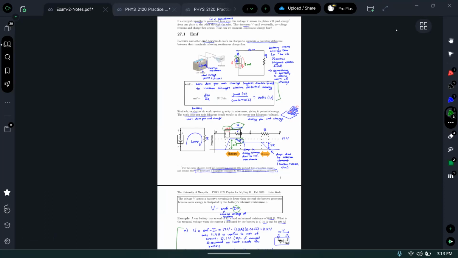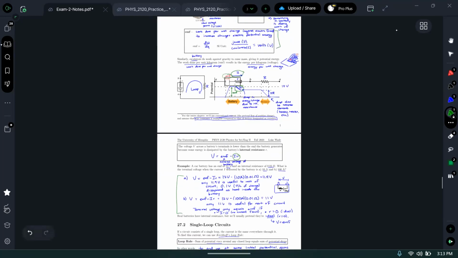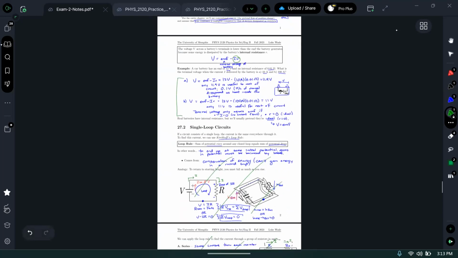EMF is the act of doing work to give something energy, but only some of that energy is actually left at the terminals of the battery because of the internal resistance of the battery. So that's why we talk about voltage or potential difference of a battery. It's what's left over to work with. It is the hill the charge has to fall down rather than what lifted it up.